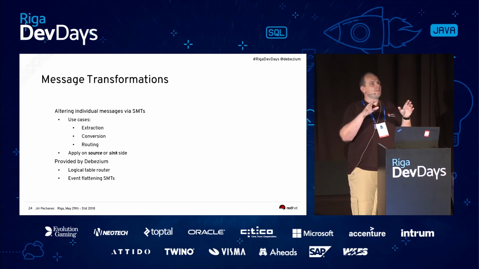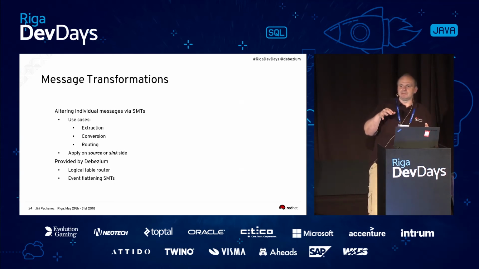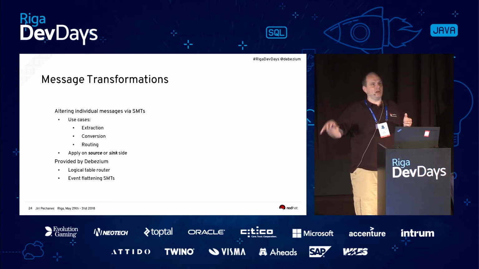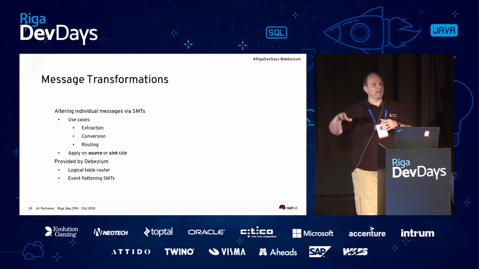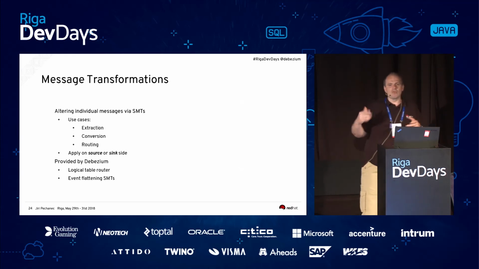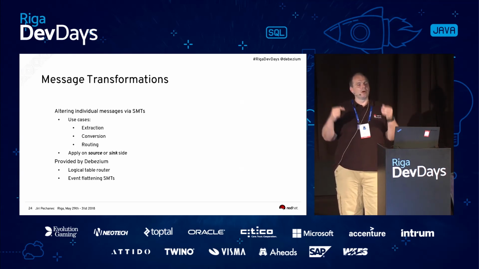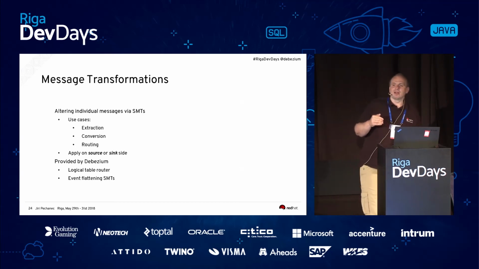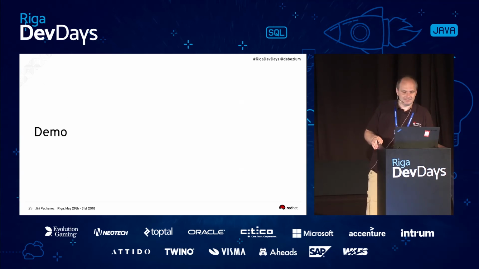Next one is event flattening SMTs. I have shown you the complex message structure we are using. The problem is that other sink connectors usually are not able to process this complex structure. And they know only how to handle the after part. So we are providing SMT that is able to extract the after part, so you can apply it before you send the message to a downstream connector, for example, for writing to a database using JDBC.